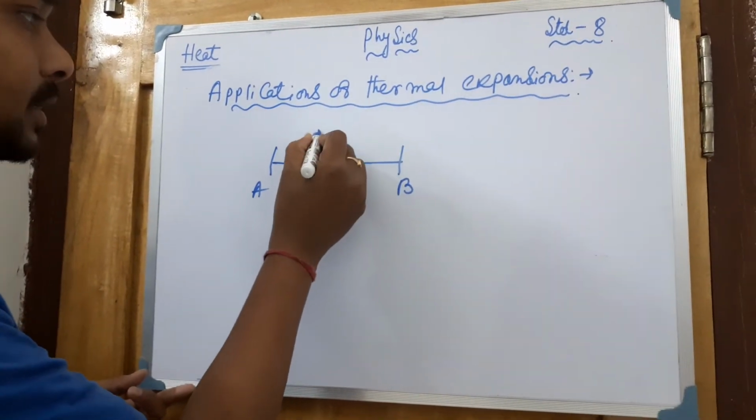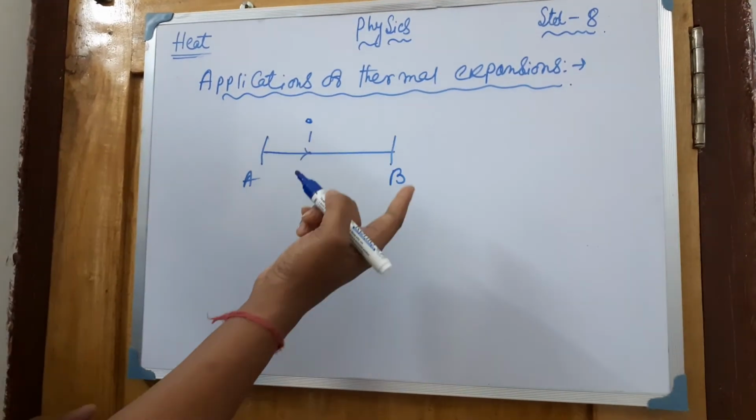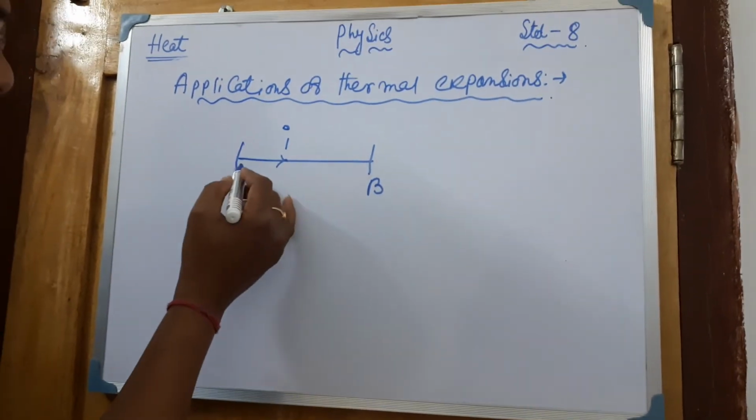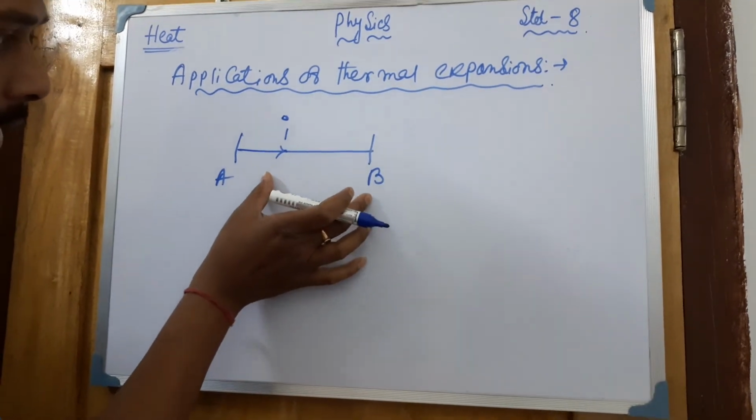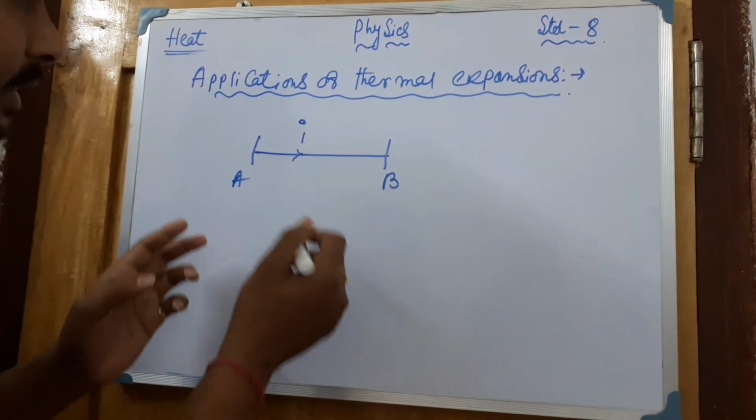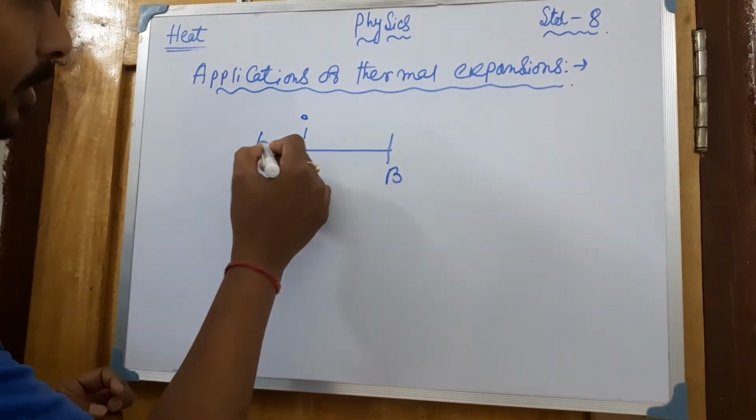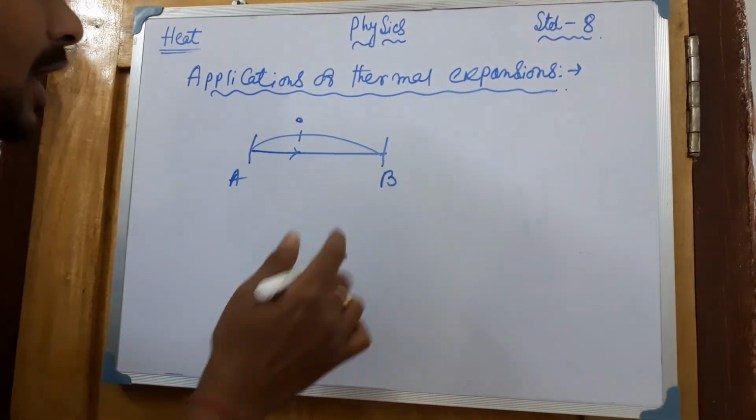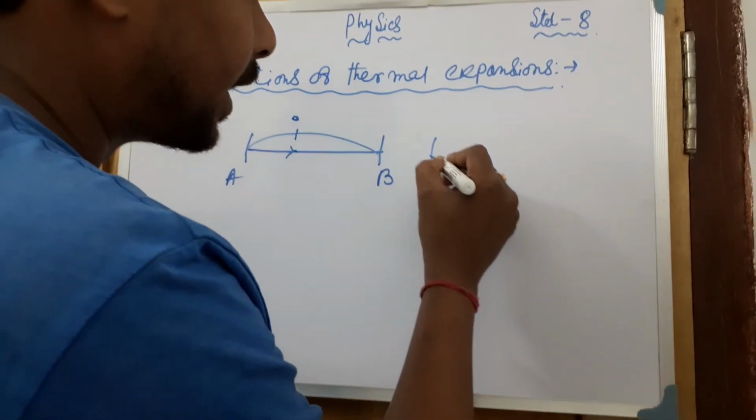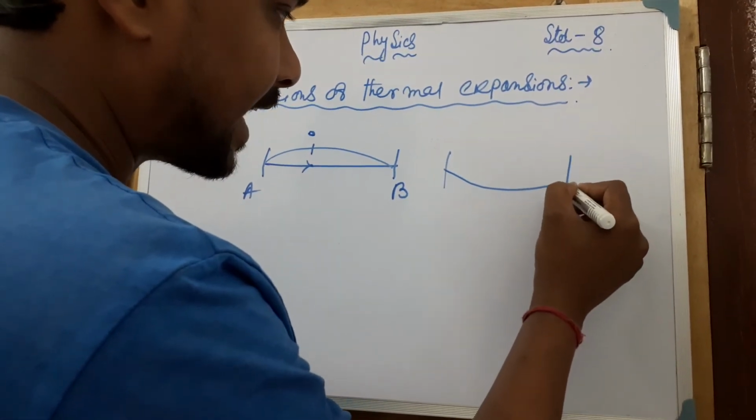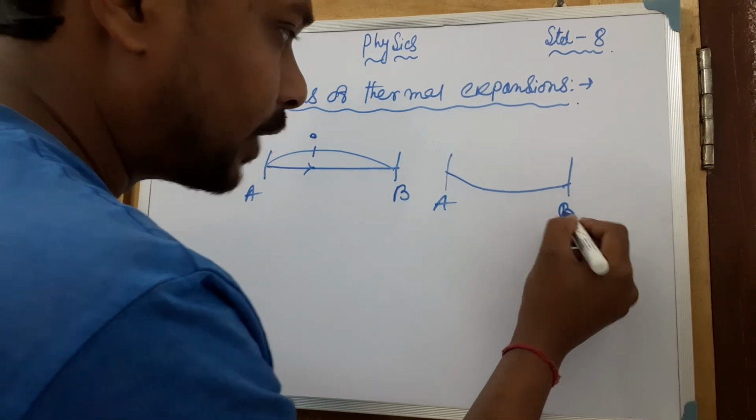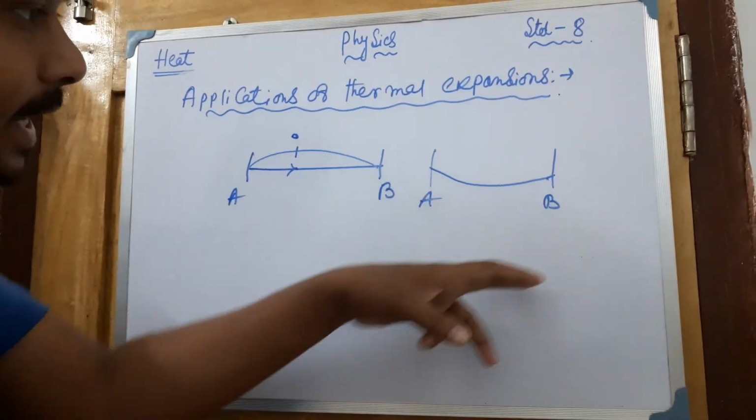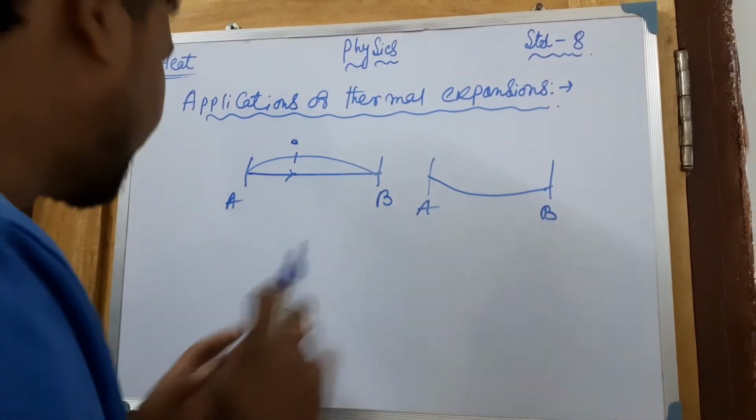If current passes, then current will generate heat. We all know that, Joule's heating. Due to that reason, if they are tightly connected between the two positions, then it will bend. It can change shape like that, or it will break at this position. But if we connect the wire in this way, sagging in between, then when the heat supply is there, it will expand, and it cannot break. So this type of thing is present.